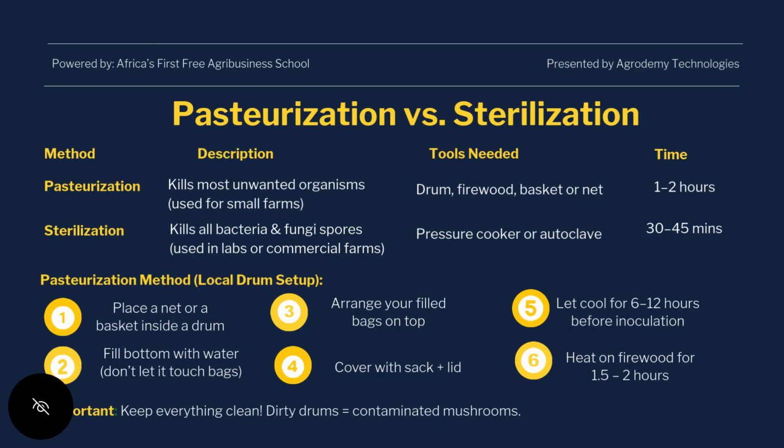That steam from the boiling water is what you use for pasteurization to kill all the unwanted organisms. Then sterilization is for when you have become a very big farm, you have a pressure cooker or you have an autoclave. So when I was working in a mushroom farm, we had both.